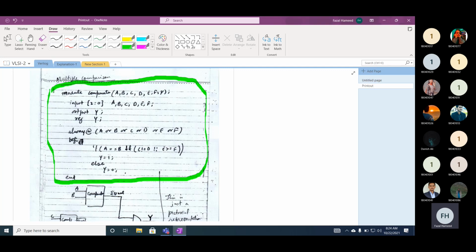It's a scalar variable because by default it's a 1-bit signal, and we have defined Y as a reg. It's a reg data type because the left hand side of a procedural assignment is always reg. Now if you look at the code, always at the rate of, followed by a sensitivity list, begin and end. So what hardware will be formed?